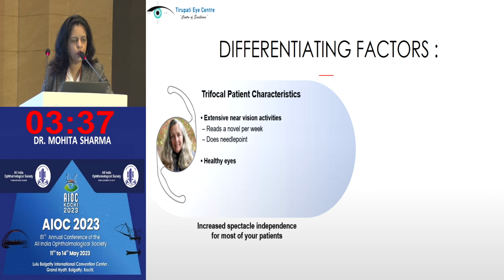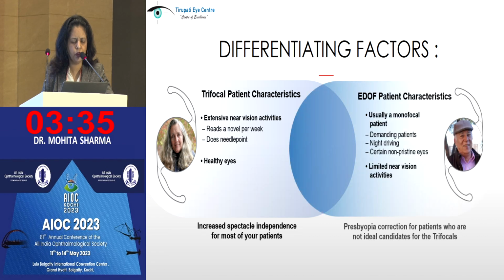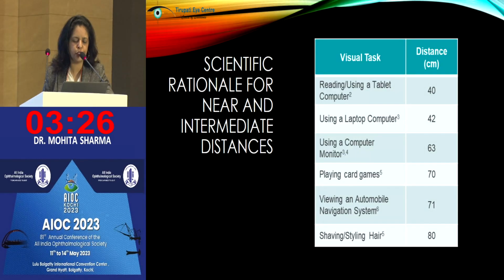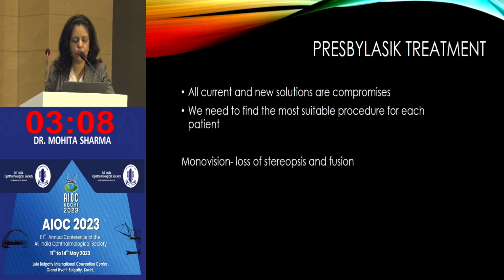Based on these characters, and I'm just doing a quick review because I don't want to repeat the same things, we decide which lens is most suitable for which patient. A scientific rationale for near and intermediate distance visions is given here. So 40 to 80 centimeters is what we generally require, and 60 becomes a very optimal intermediate vision. So any lens which starts working between 40 and 80 becomes a lens which is useful scientifically and practically.